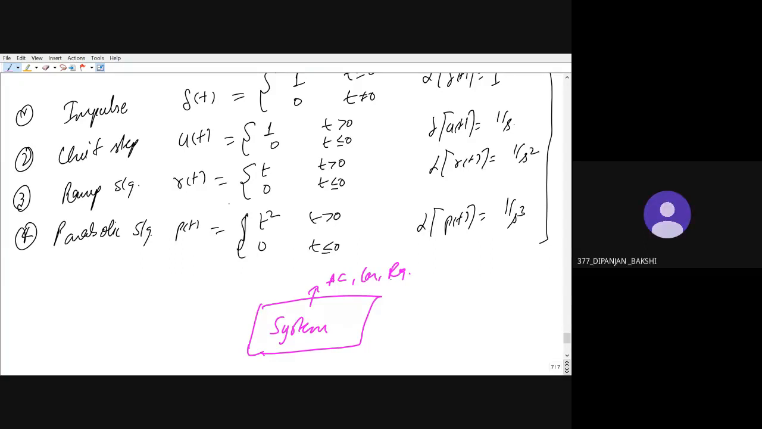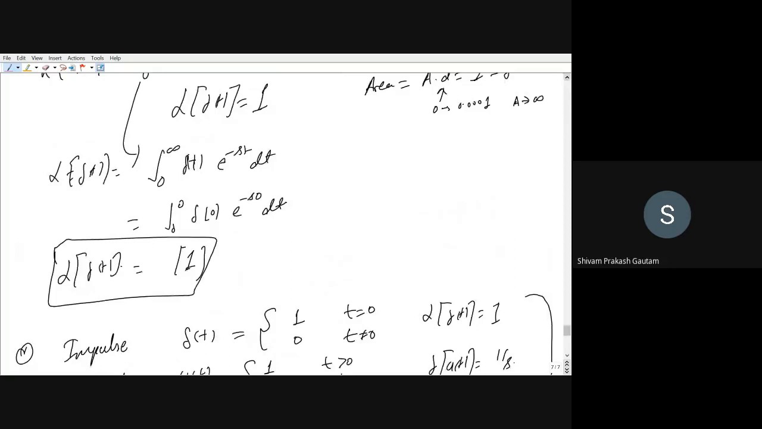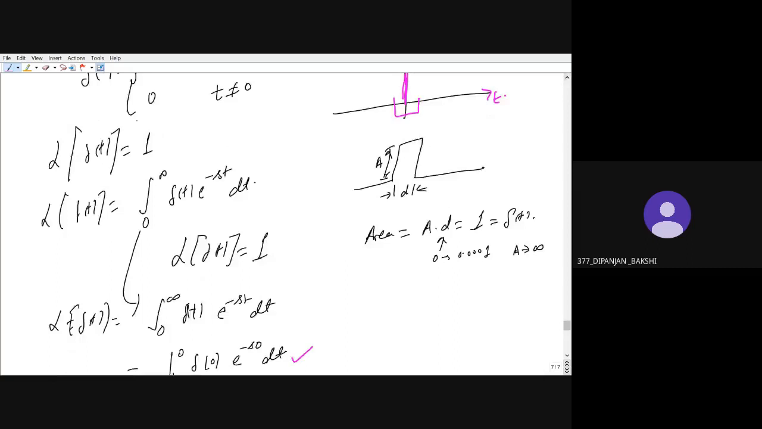Sir, can you explain again the part where you integrated the impulse signal? The area part. How can area tend to infinity? The area is not tending to infinity. The area is tending to one. Sir, if you said A tends to infinity, right? Yes, because d is very small, not tending to infinite.